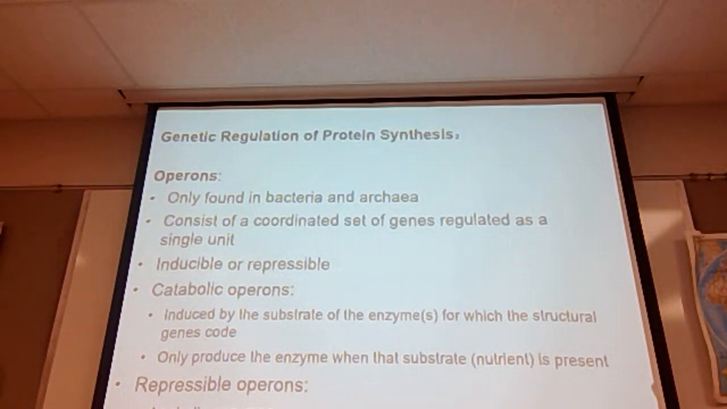Catabolic operons are induced by the substrate of the enzymes for which the structural genes code. And remember, catabolic means you're breaking things down. They only produce the enzyme when that substrate is present. The lac operon, the one we're going to talk about, is this type of operon because it takes the lactose to be present for this enzyme lactase to be made.